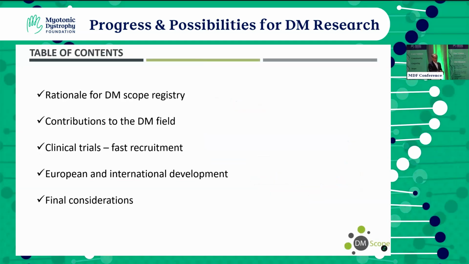Coming to the summary, what I will present to you today is a little bit going to the past. What was the rationale for having a data collection for DM? What are some contributions to the field of this DM-Scope registry? And how currently we use it, because we are in a very specific time with quite many clinical trials at the same time. So we need a powerful tool and infrastructure to recruit patients, to be efficient in that. And I represent some of the European extension and international collaboration extension.